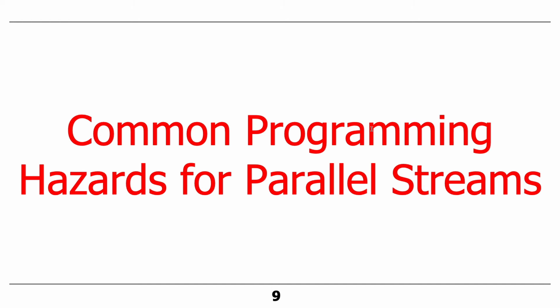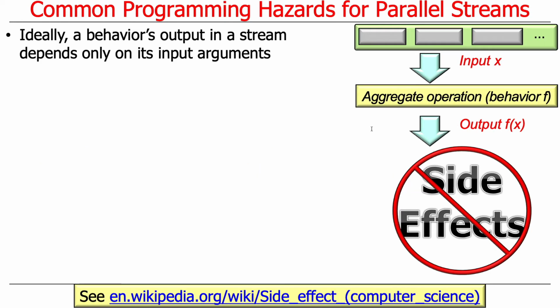Okay, next topic here is, what are some common programming hazards for parallel streams? So as we've talked about, ideally we want the behavior's output in a stream to only depend on its input. And that's another way of saying, or perhaps a better way of saying it, is we don't want side effects. So side effects are what occurs if you stash state or you keep shared state or you put things off to the side so that as stuff happens, there's history, there's side effects, there's other stuff besides just the function processing the input and the output determining what the results will be.